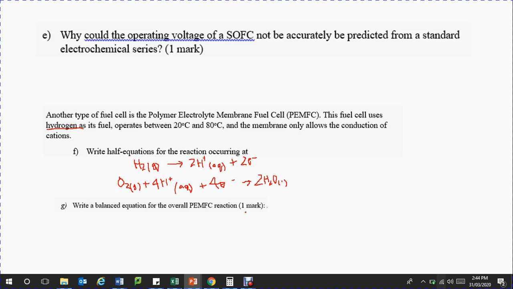This says write a balanced equation for the overall reaction. If we combine those, I need to double the anode equation, because remember we need to have 4 electrons. So I get an overall equation of hydrogen and oxygen forming water. And that's our overall reaction.